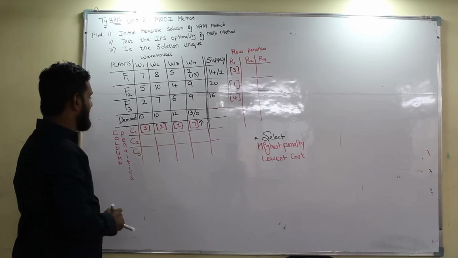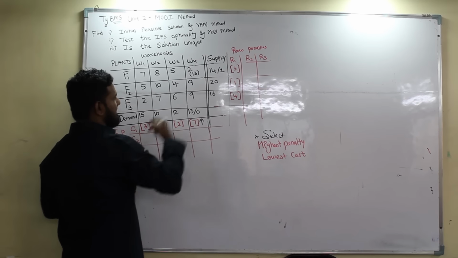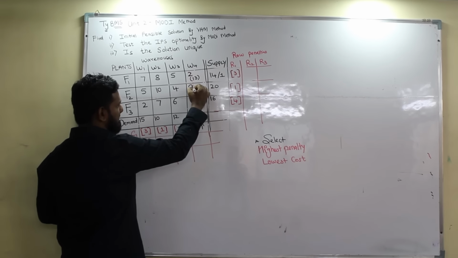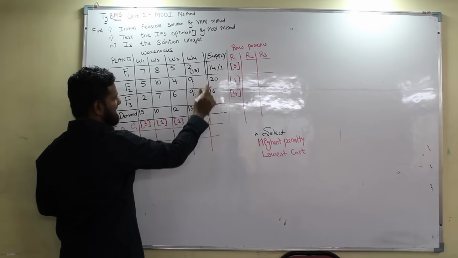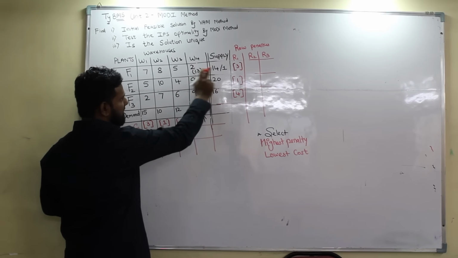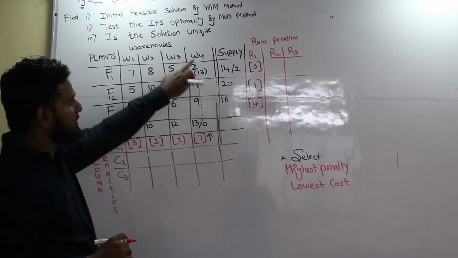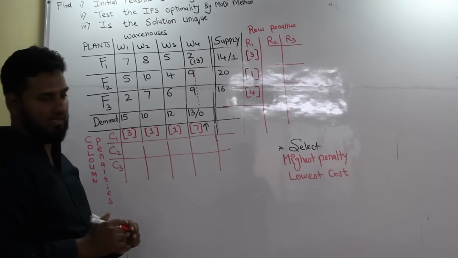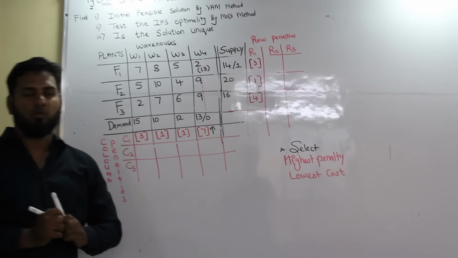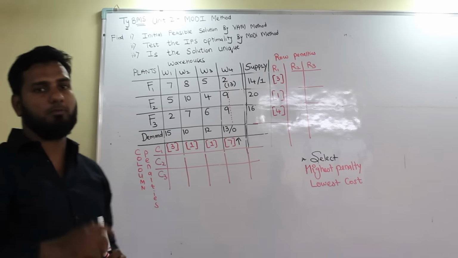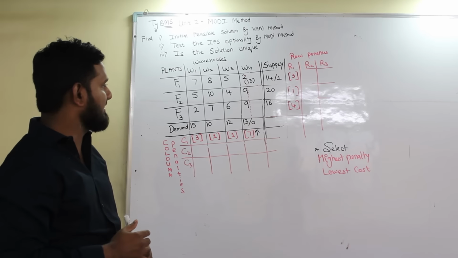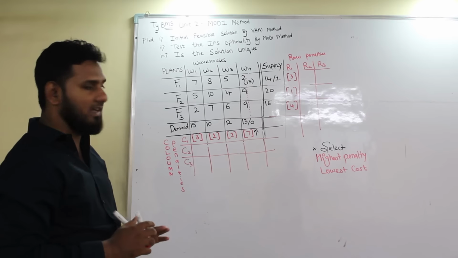So as the demand becomes 0, this column gets eliminated. If the supply becomes 0, that row will get eliminated. If the demand becomes 0, the column will get eliminated. Understood everyone? Now moving forward, we have to repeat the same steps again and again till it gets over.